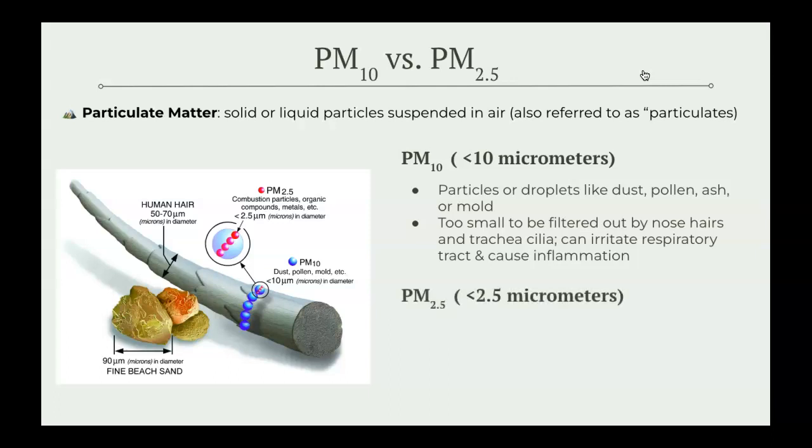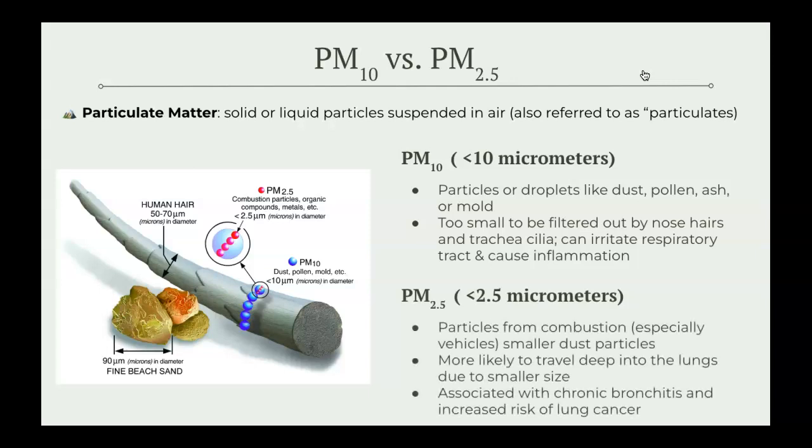And then even smaller still are particulates that we call PM 2.5. These are particulates that are under 2.5 micrometers. These could be particulates that are coming from combustion. They could be really small, fine dust particles. And the big problem here is that because they are so small, they can travel deep into your lungs and can embed in the lining or in the wall of your lungs. And these are the particulates that are really associated with things like chronic bronchitis or increased rates of lung cancer and things like that.